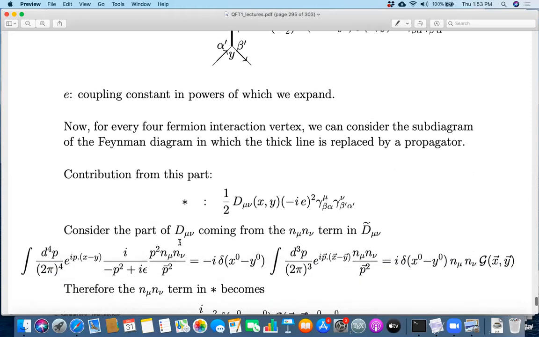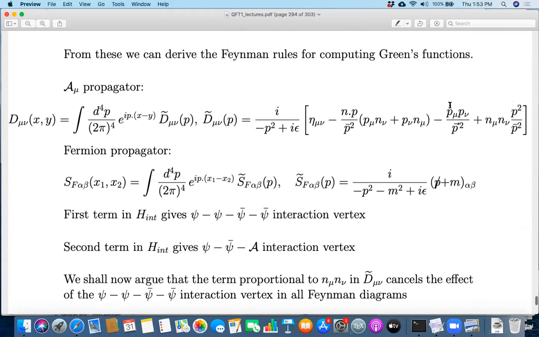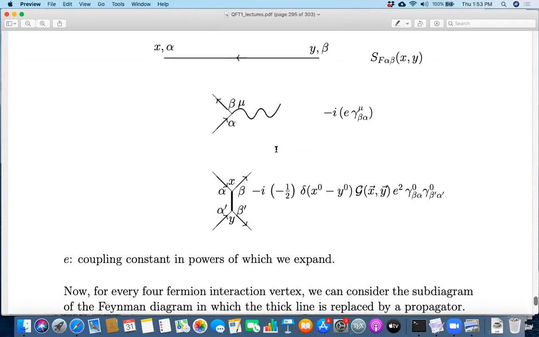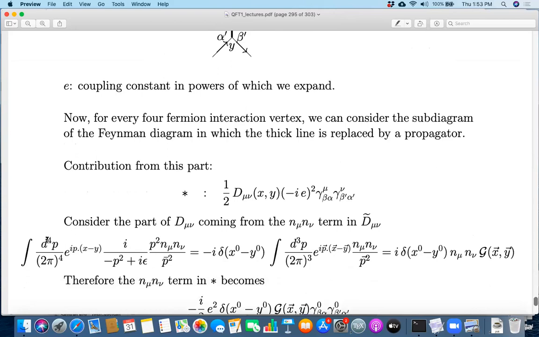Now, D mu nu, of course, has many terms, but we focus on the part of D mu nu that comes from the n mu n nu term. And that you can read out from here. This is the part of D mu nu that is here: n mu n nu p square over p vector square times this. So this is what I have written here. This is the part of D mu nu that is coming from the n mu n nu term, and this is the Fourier transform.